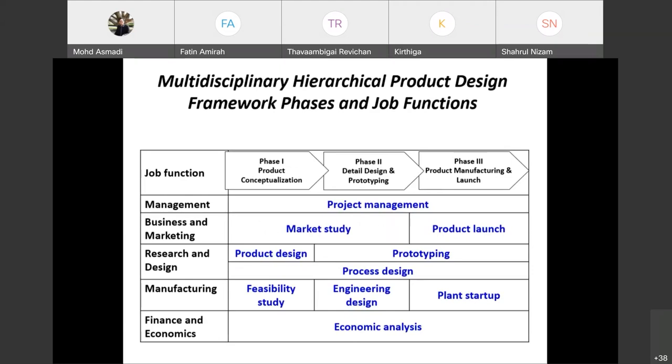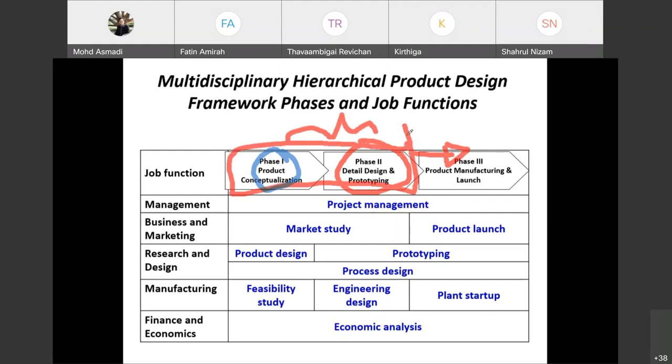Okay, so we begin with product conceptualization. This is phase one, followed by data design and prototyping. So you have to make a prototype, test, everything, before you launch the product. If this phase is fine, we can proceed to manufacturing and launching. So this phase is important.